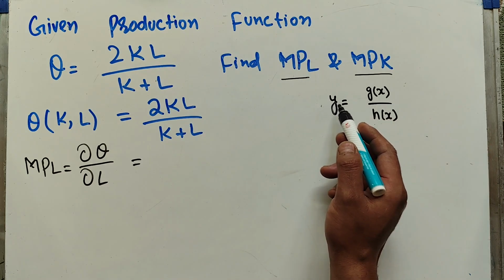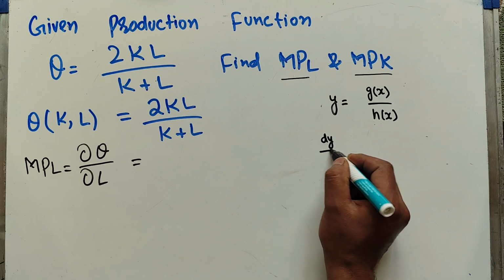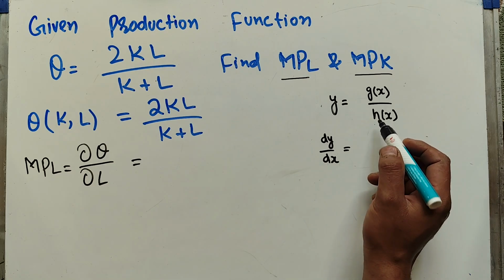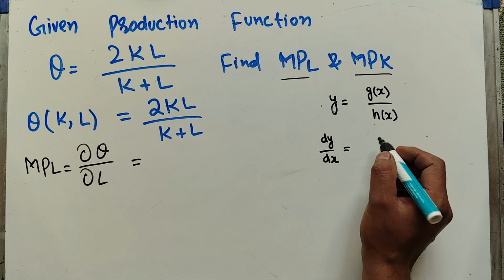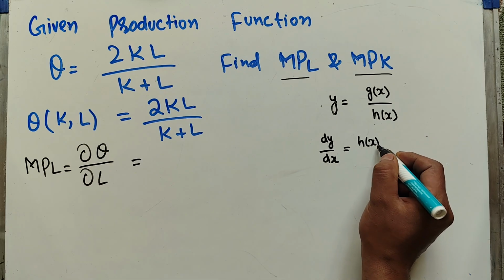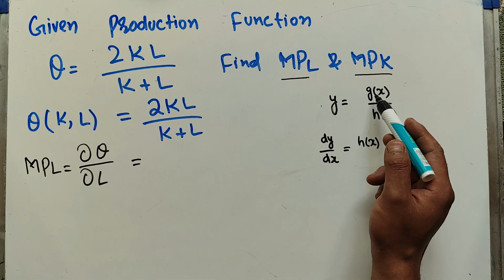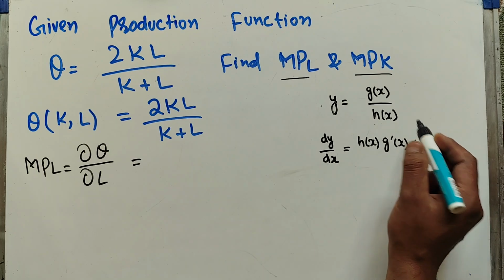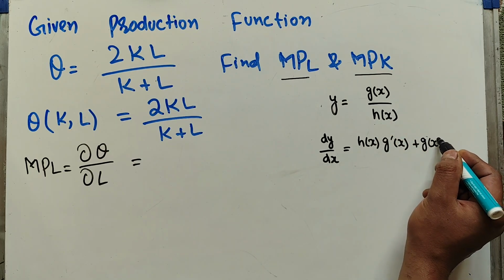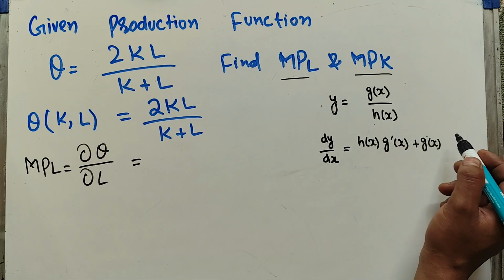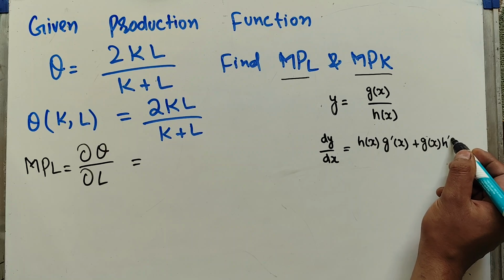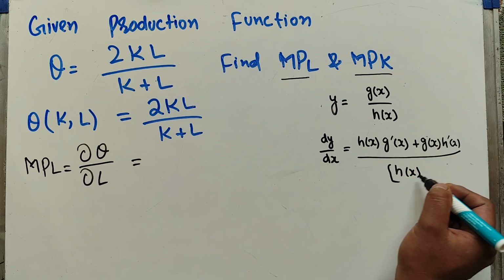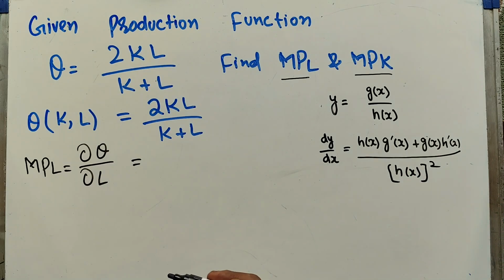Now the derivative of y with respect to x, that is dy/dx, will be equal to: first we write the denominator function h(x) and multiply it with the derivative of the numerator function, g'(x). Then we write the numerator function g(x) and multiply it with the derivative of the denominator function, h'(x), and we divide this by h(x) whole squared. This is the quotient rule of differentiation.